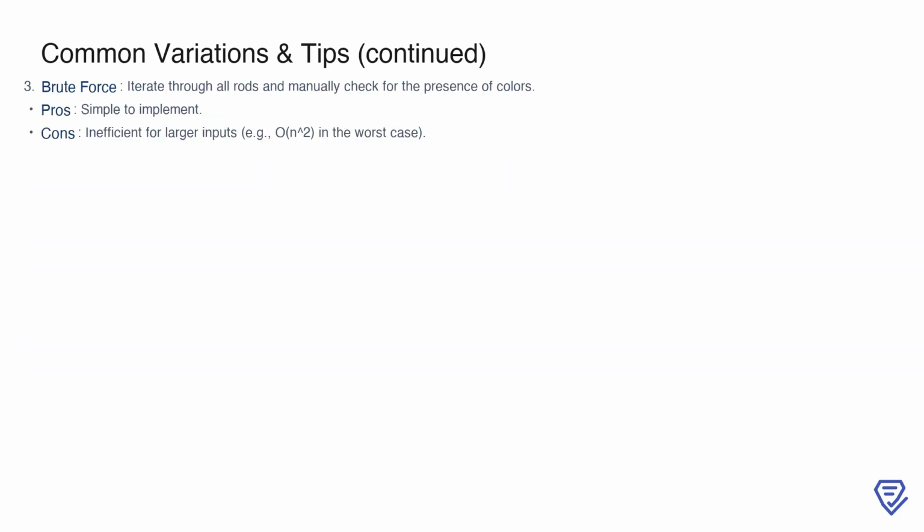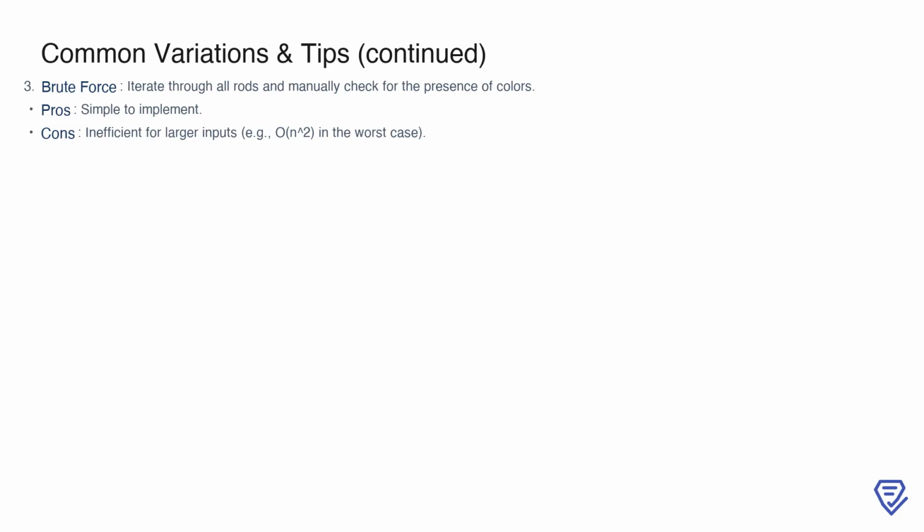Finally, there's the brute force approach. This involves iterating through all the rods and manually checking for the presence of red, green, and blue. While it's simple to implement and easy to understand, brute force becomes highly inefficient for larger inputs, especially when the number of rods or rings grows significantly. Its time complexity can reach n squared in the worst case, which is not ideal for competitive programming or real-world applications.